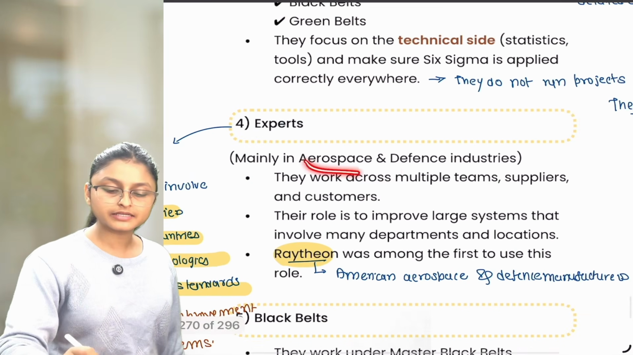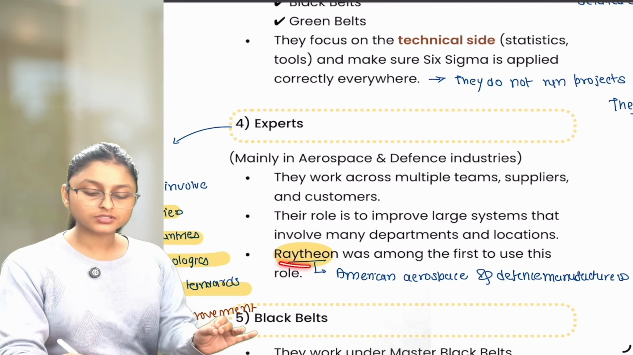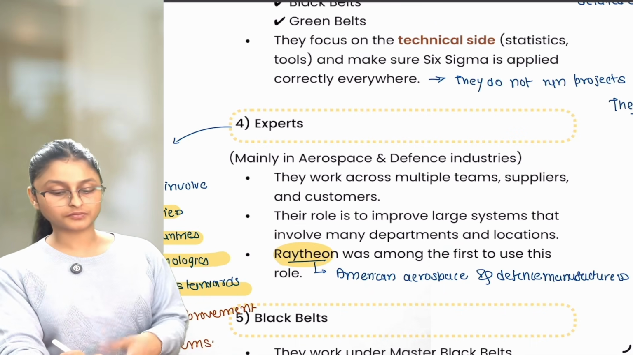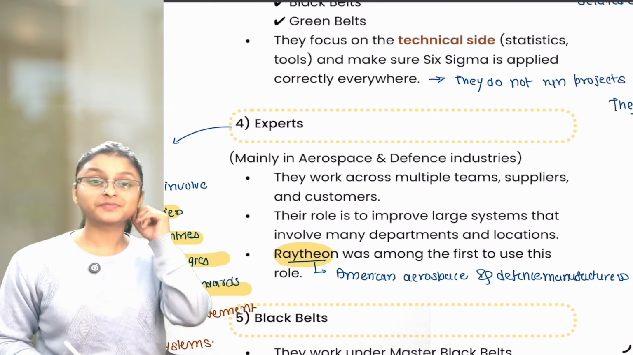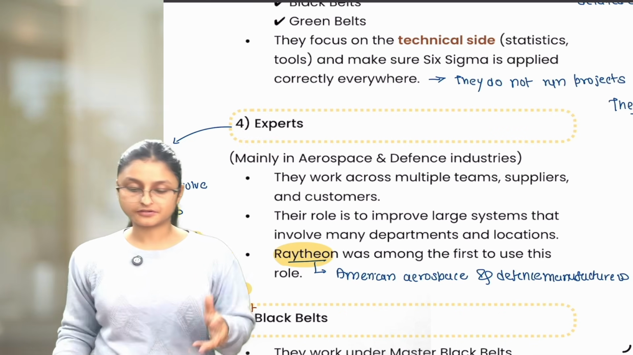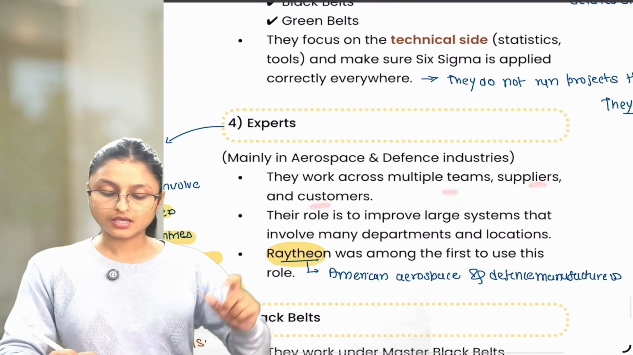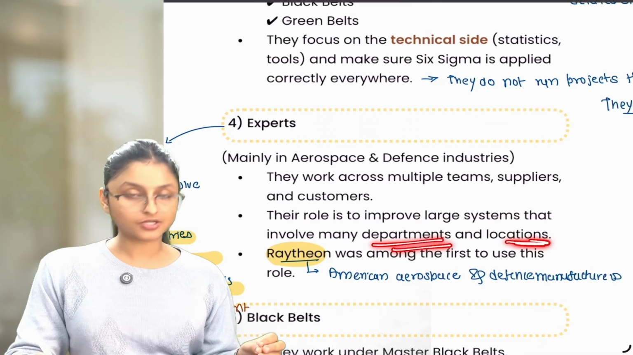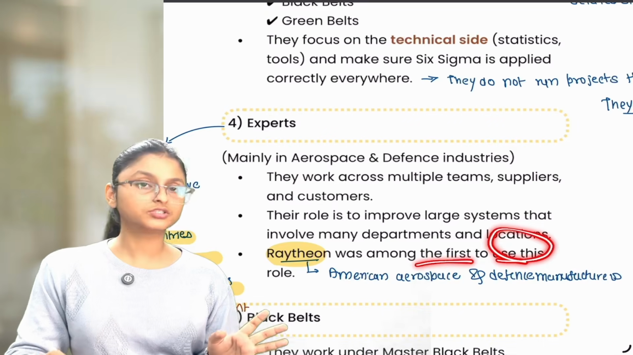Why is it mainly in the aerospace and defense industry? Because Raytheon, an American aerospace and defense manufacturer, was the first one to use this experts category, and that is why it is mainly used by aerospace and defense industries now. They work across multiple teams, suppliers and customers. Their role is to improve large systems that involve many departments and locations. Raytheon was among the first to use this role.